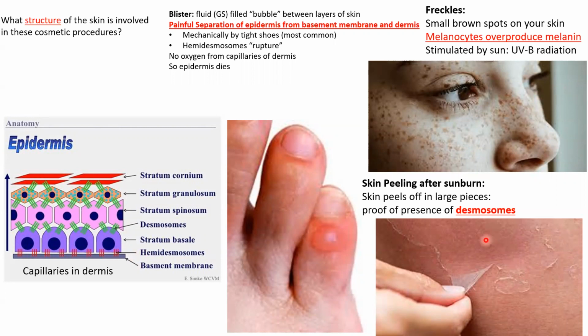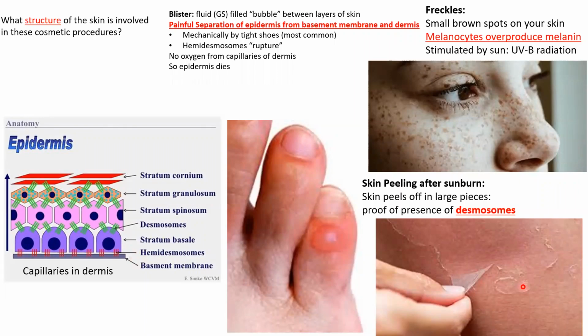Okay, melanocytes, and when somebody burns their skin and the skin is damaged, so if you peel big pieces, it means that the desmosomes are still there.